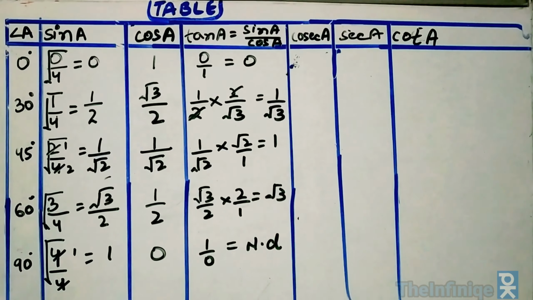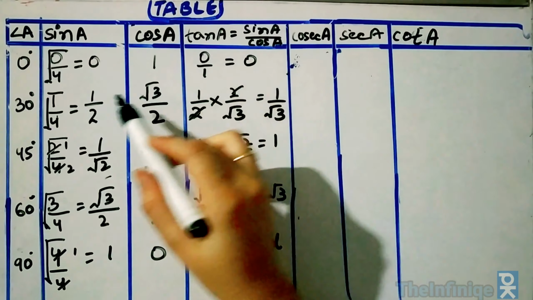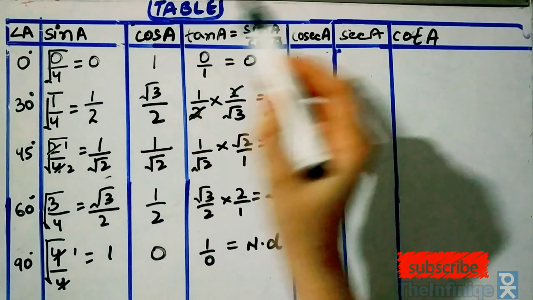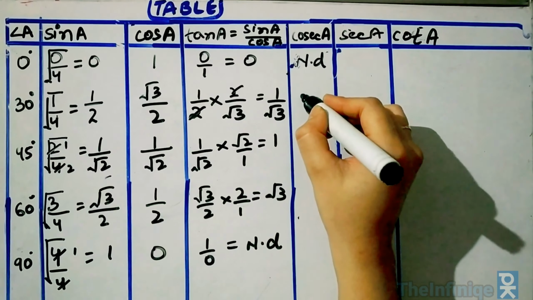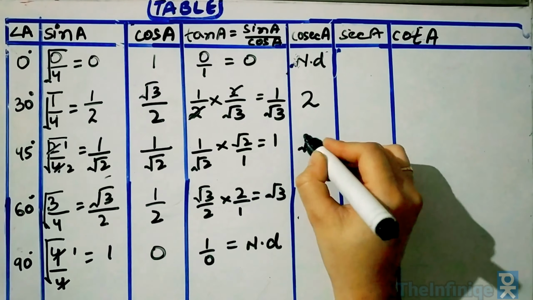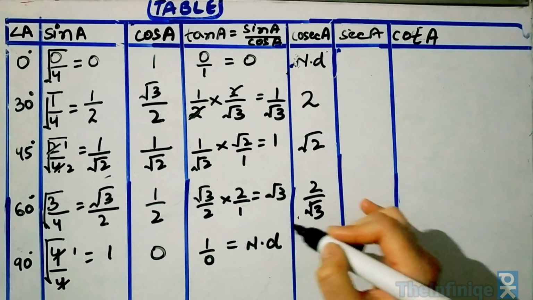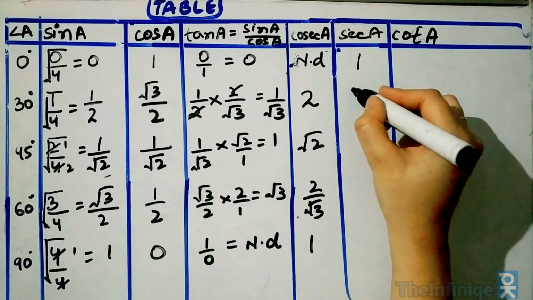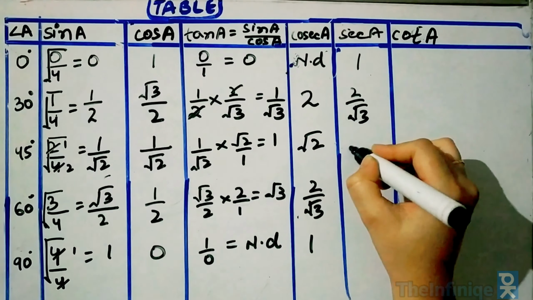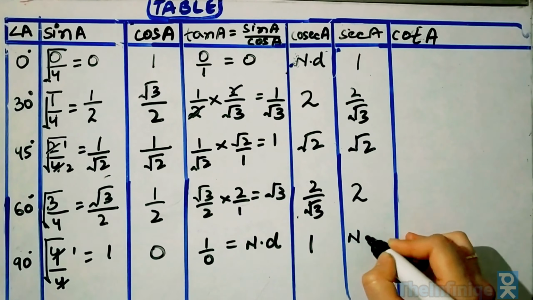Also, we can find the value of cosec A, sec A, cot A as they are reciprocals of sin A, cos A, tan A respectively. Therefore, cosec A, that is cosec 0 is 1 by 0, which is not defined. Cosec 30 degree is 2. Cosec 45 degree is equal to root 2. Cosec 60 degree is equal to 2 by root 3. And cosec 90 degree is equal to 1. Sec A is the same: 1, 2 upon root 3, root 2, 2 and not defined.